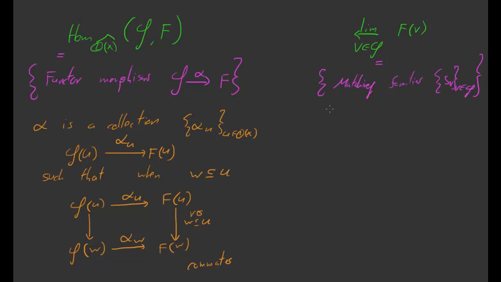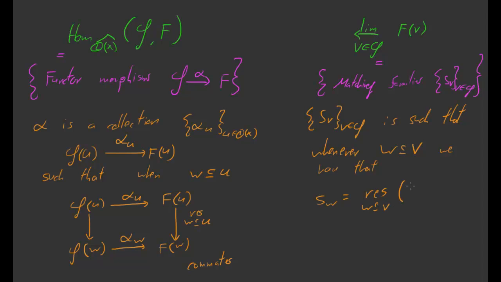And what does that mean? Well, a matching family s_V is such that, this is what it means to be a matching family, whenever W is inside of V, we have that s_W is equal to the restriction of s_V from V to W. So just to be perfectly clear here, s_V is inside of F of V. That's what's going on when I say this. Okay, so these are where the two things are.